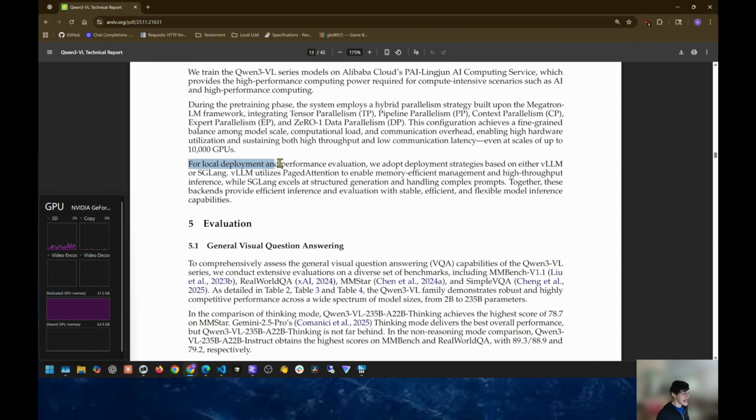For local deployment and performance evaluation, we adopt deployment strategies based on either vLLM or SGLang. vLLM utilizes PagedAttention to enable memory-efficient management and high-throughput inference, while SGLang excels at structured generation and handling complex prompts. Together, these backends provide efficient inference and evaluation with stable, efficient, and flexible model inference capabilities.